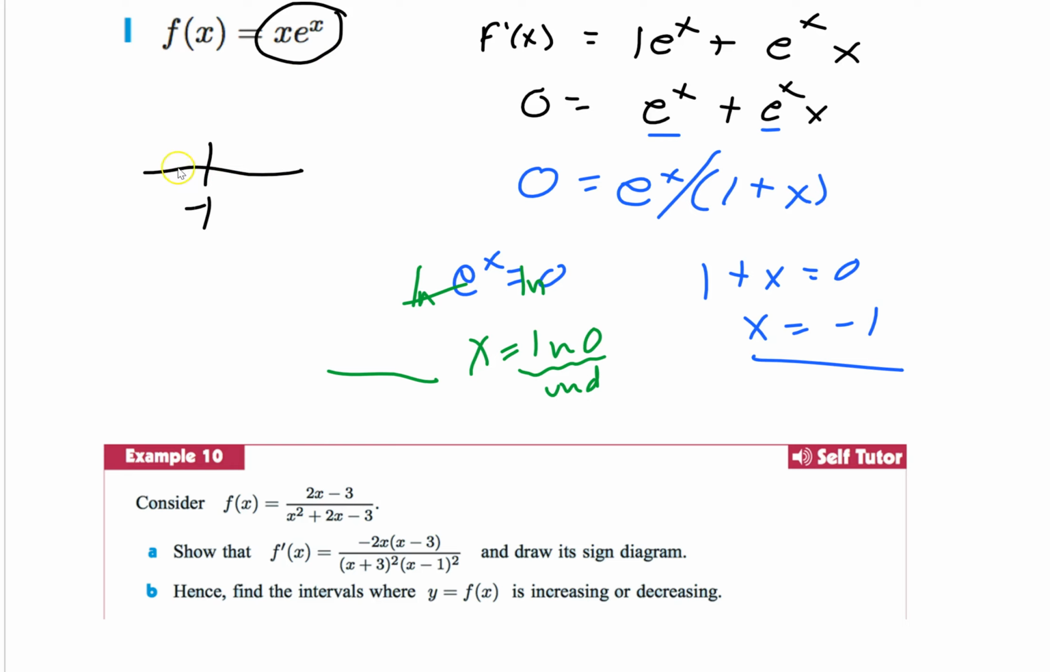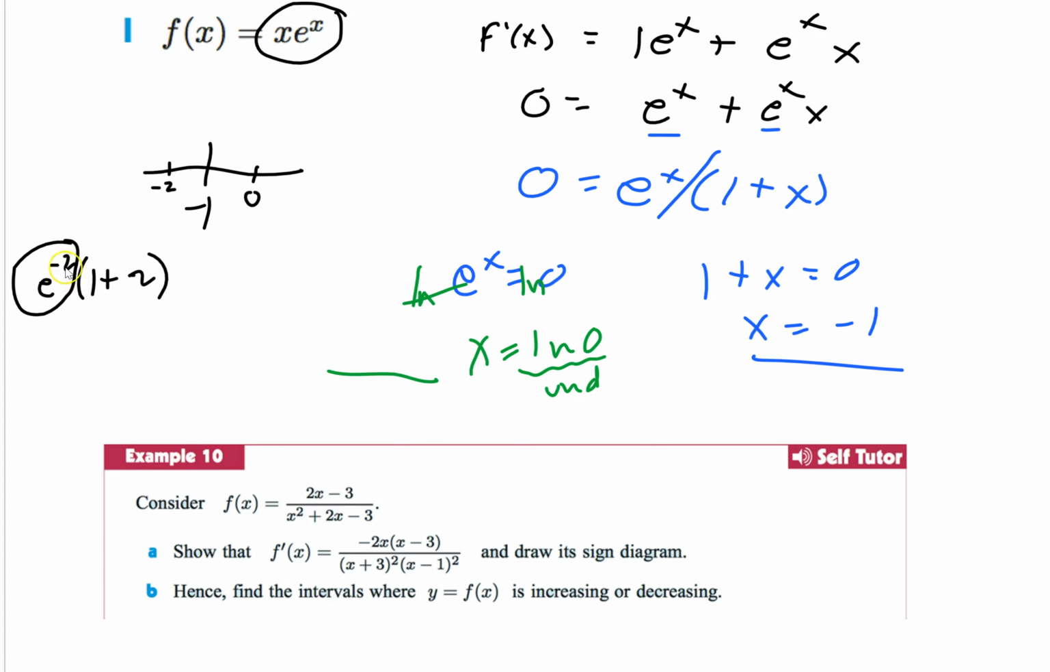Plug in -1. Do a little test point, like something less than that, like -2, and something more than that, like 0. Plug it into this. So let's do it right here. e to the -2, times 1 plus -2. e by itself, guys, is kind of like a square. It's never negative.